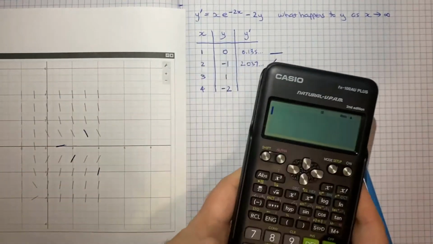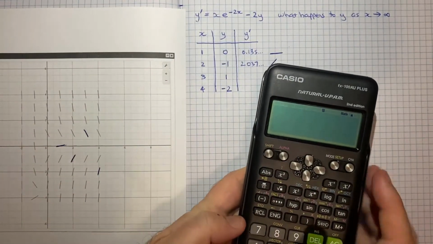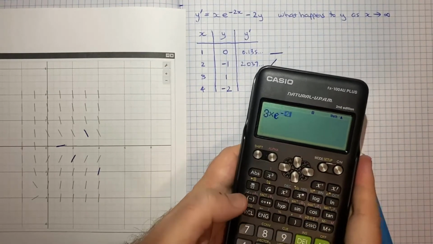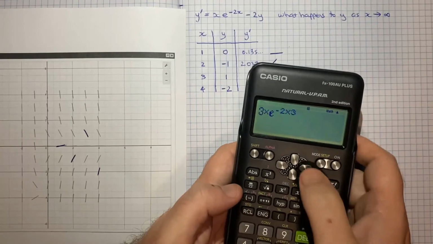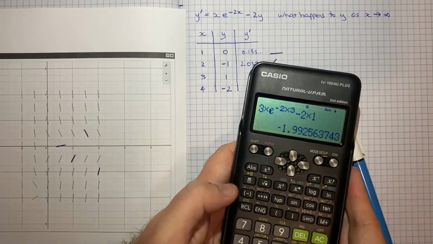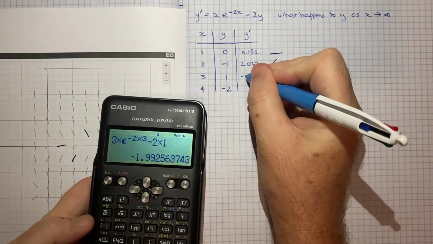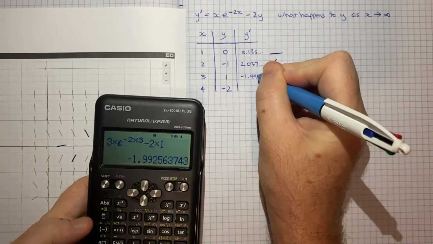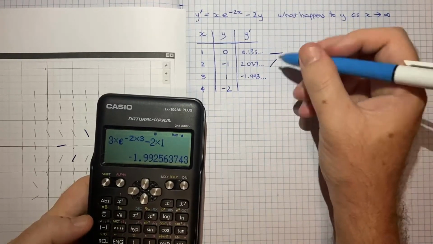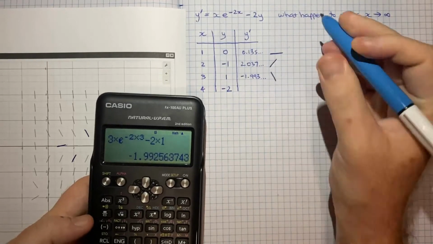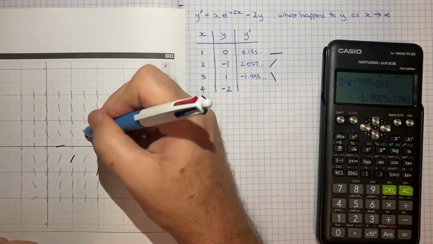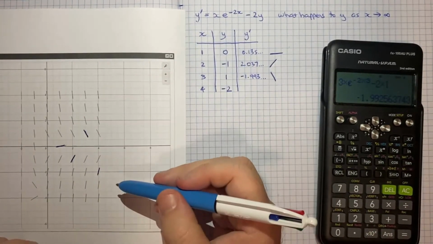At x equals 3, y equals 1, we will get 3 times e to the negative 2 times 3 minus 2 times y, which is 1, and we'll get negative 1.993, and that is kind of similar in magnitude to this, but just sloping the other way. So let's see if that's what we got with Desmos. So at 3, 1, yes, negatively sloping.